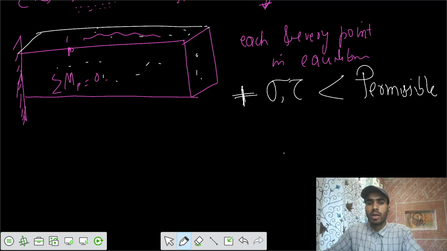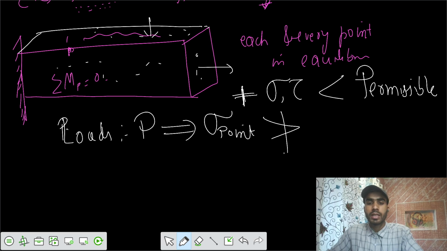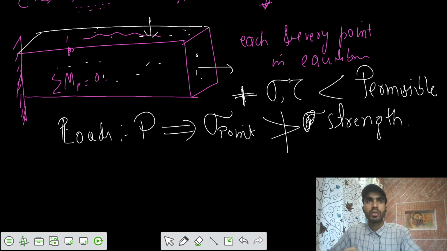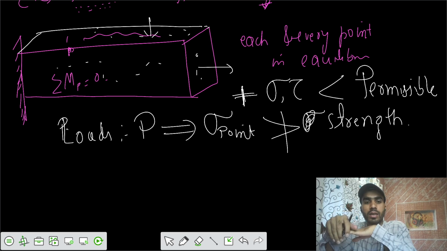So you apply some loads, and the loads should be such that they do not create stresses in that point of the material greater than the stresses it can bear, that's its strength. So stresses should not be greater than the strength of that particular point of the material. This is the constraint. Then you should get to know what is the maximum stress it can bear, how much stress it can take or develop.